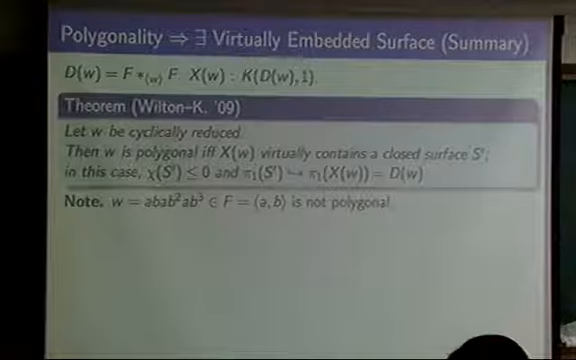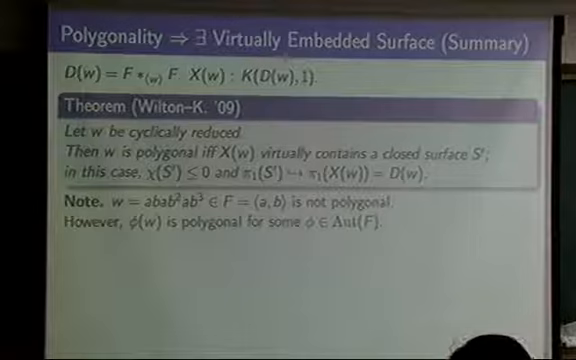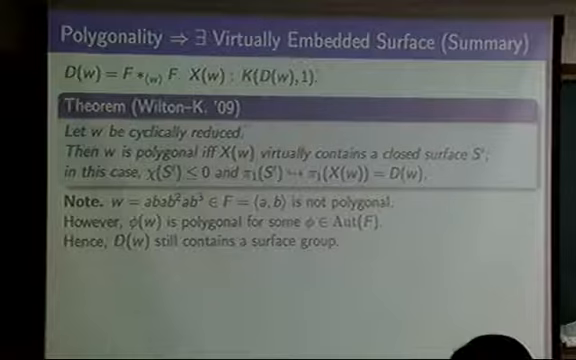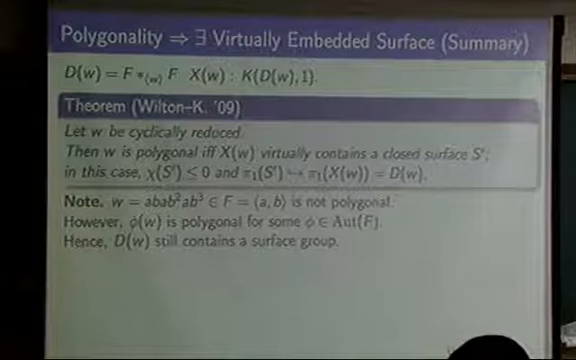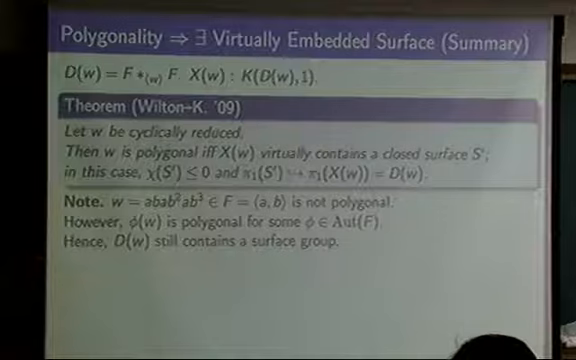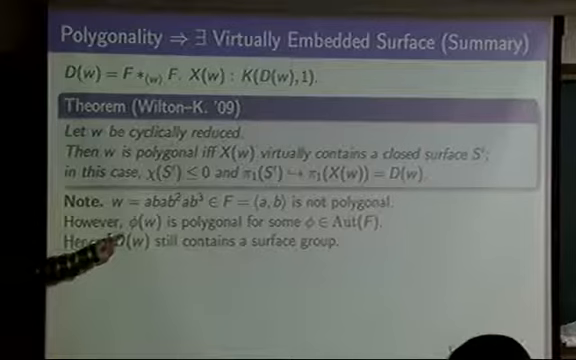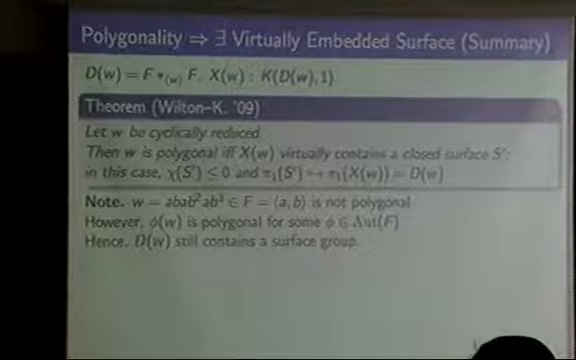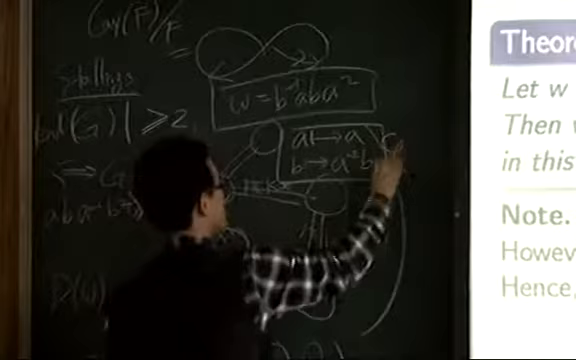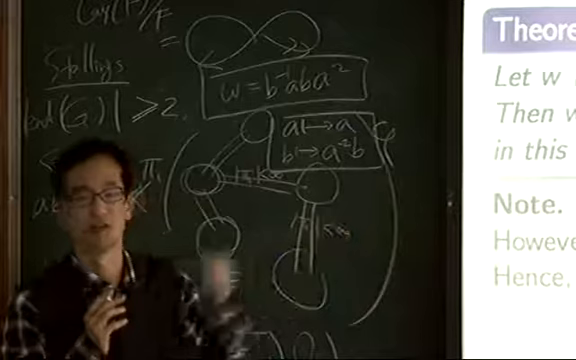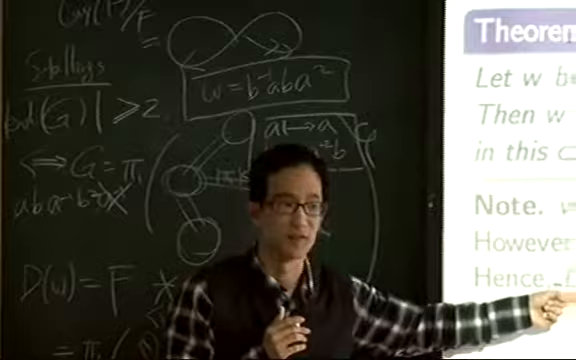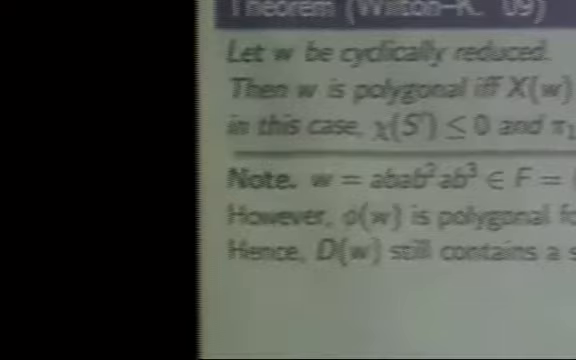Why? Because one can apply some automorphism of the free group so that the word becomes nice. So, well, basically the map is A to A and B to A negative square B, or something like that, so that it is an automorphism. So by some automorphism, the word becomes polygonal, although it is not polygonal in the original sense. Therefore, the double is still safe because the isomorphism type of this double will never change by applying an automorphism on the amalgamating word. So it still contains a surface group.